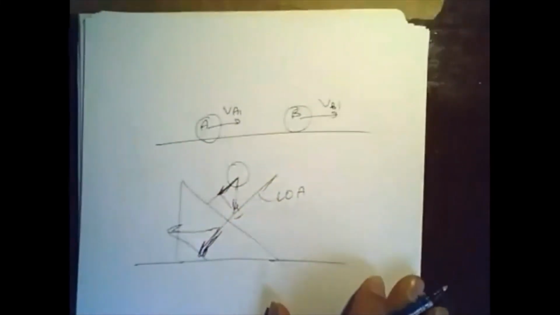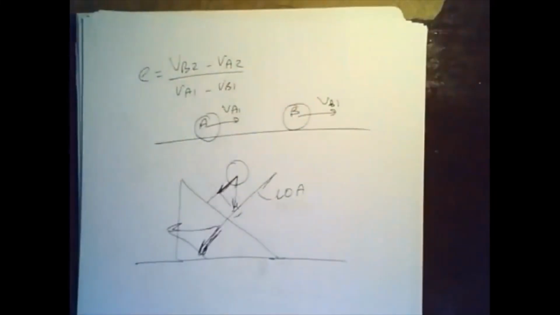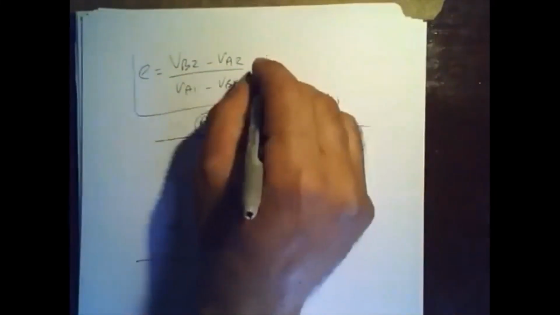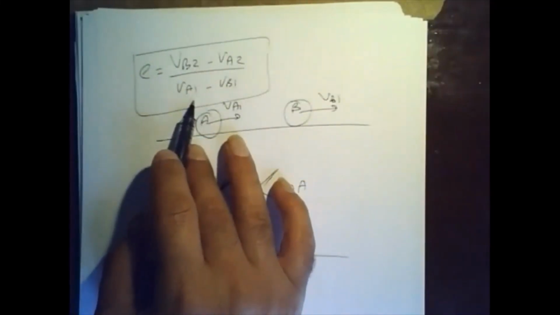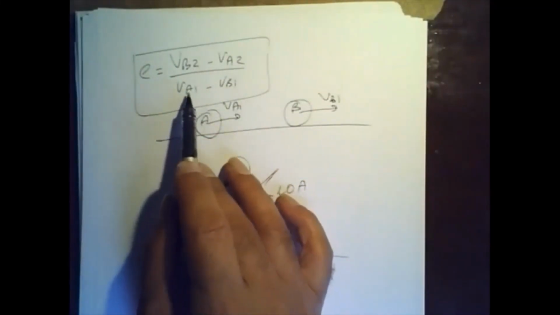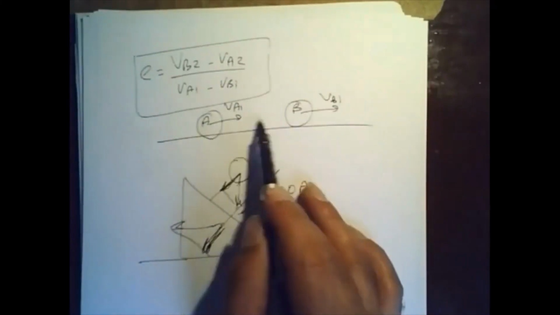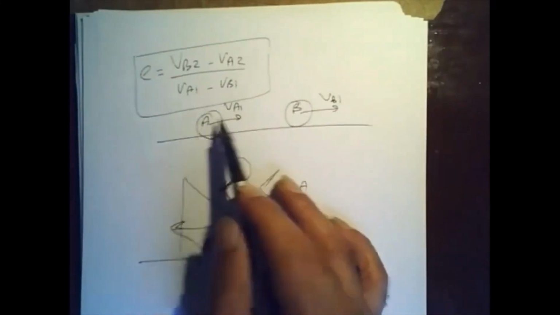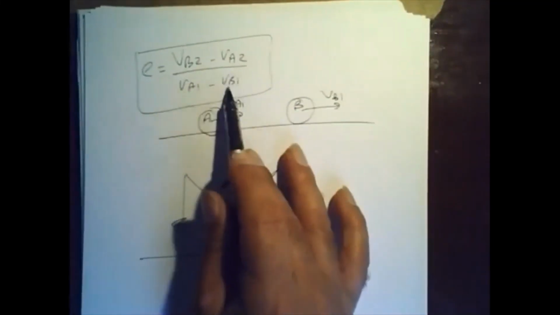What is the definition of the coefficient of restitution? E is equal to VB2 minus VA2 divided by VA1 minus VB1. And this only applies along the line of action. Obviously here, if VA1 is greater than VB1, this guy would reach the other one. Otherwise the collision would never occur. So VA1 is greater than VB1, and this quantity is positive.